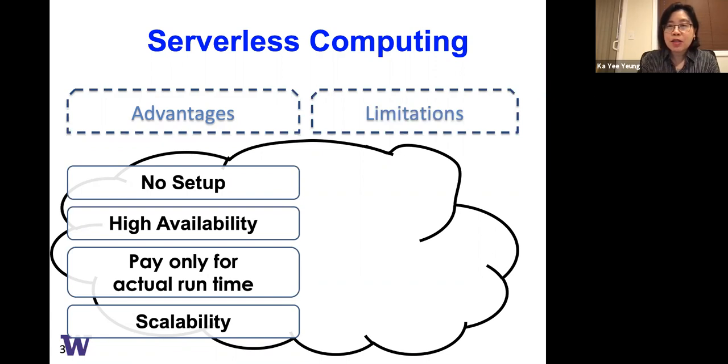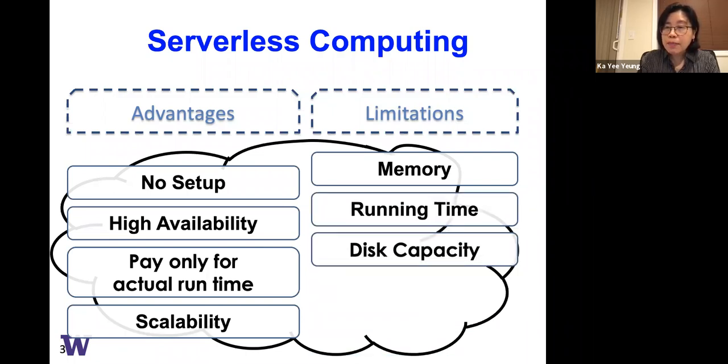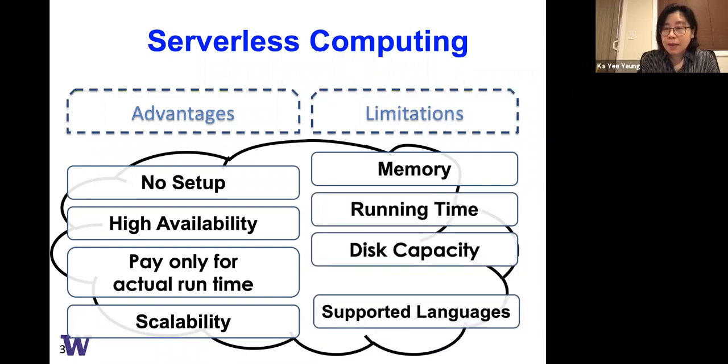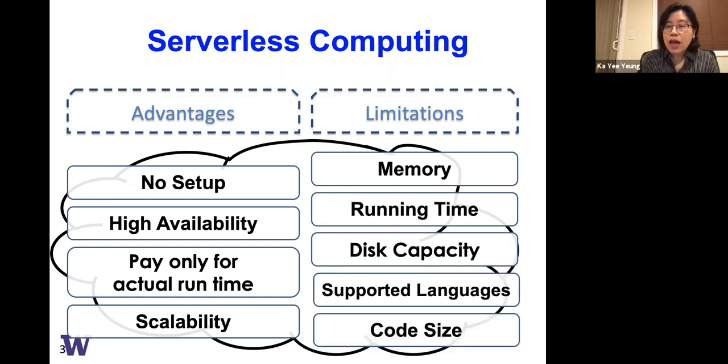But there is nothing perfect in this world. It also comes with some limitations. There are limitations in terms of memory available, runtime of each serverless function, the disk capacity, the supported languages, and the code size that we can upload for the serverless platform. Serverless functions are available in most major cloud providers. For example, on Amazon Web Services, we have AWS Lambda. On Google Cloud, they have Google Cloud Functions. On Azure, there are Azure Functions as well.